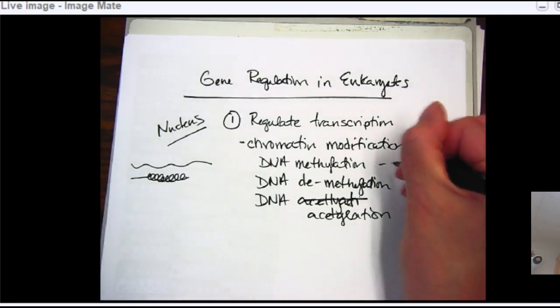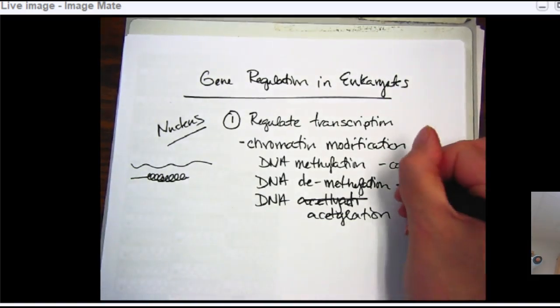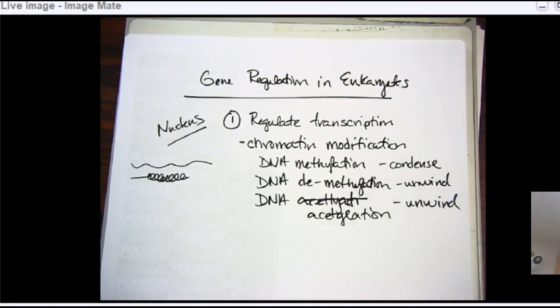So methylation will cause the chromosomes to condense. Demethylation will cause it to unwind. Acetylation will cause it to unwind as well. So if these methyl tags are added to DNA, it will coil and effectively silence the gene.